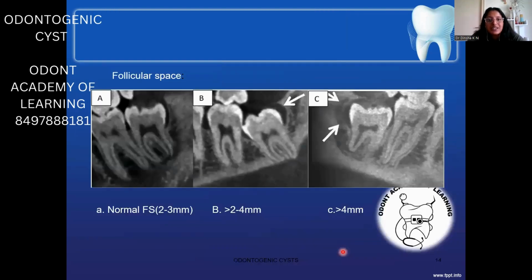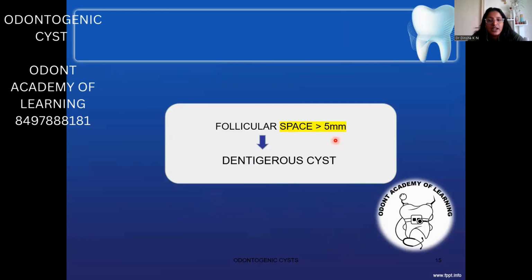But in case, look at this picture. Here there is a normal radiolucency, or follicular space, of 2 to 3 millimeters, whereas here the space has increased to 2 to 4 millimeters, and here you can see again it has extended more, and the dimension has gone to more than 4 millimeters. Only when it is increased beyond 2 to 3 mm do we need to think of a cyst. And it is mentioned that only if the follicular space is more than 5 mm can we consider it a dentigerous cyst.